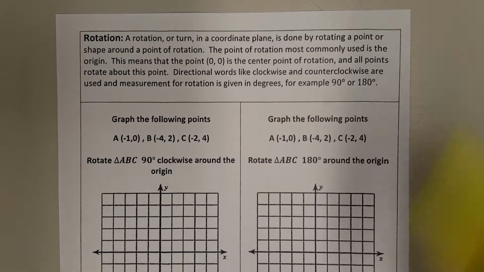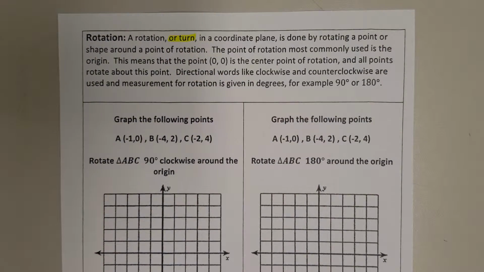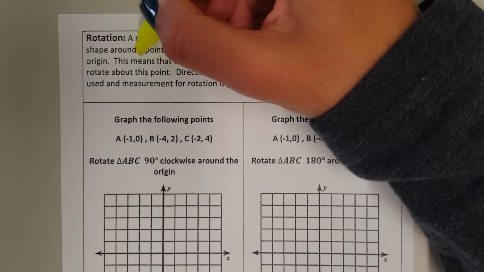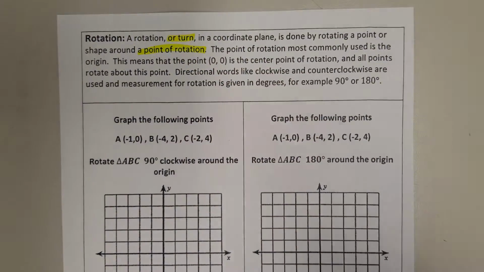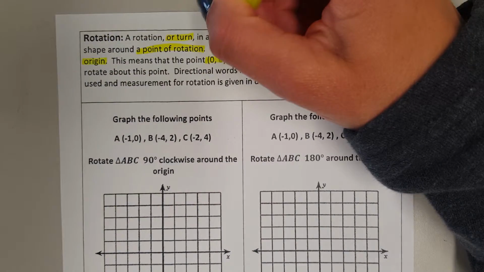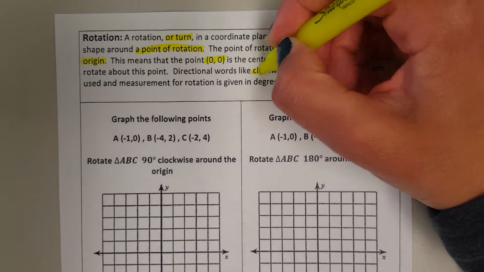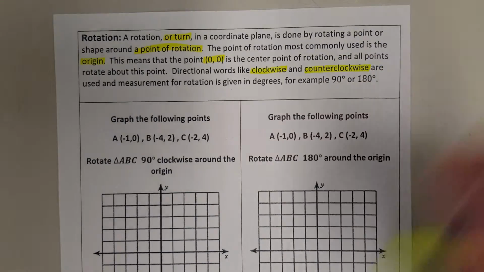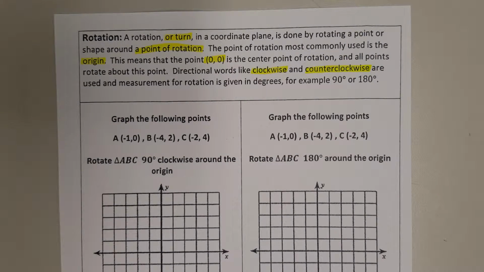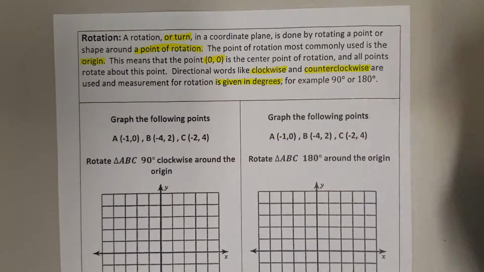So a rotation is a turn. Whether it's in the coordinate plane or not, it's a turn. And it's done by rotating a point or shape around a point of rotation. The most commonly used point of rotation is the origin, which is 0, 0. All points rotate about this point. Words like clockwise and counterclockwise, we need to know which way those directions are. And rotation is given in degrees.